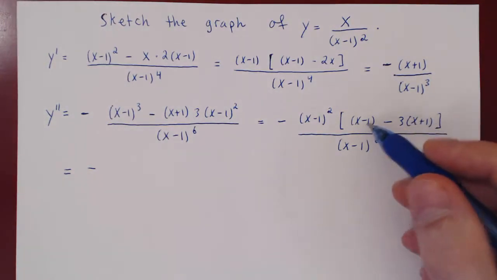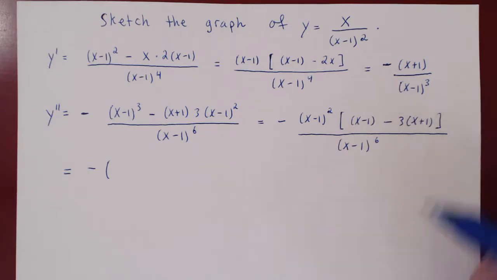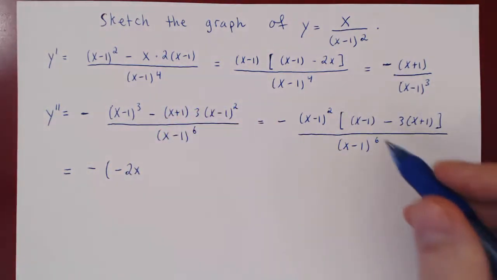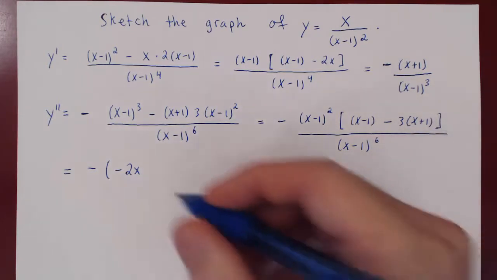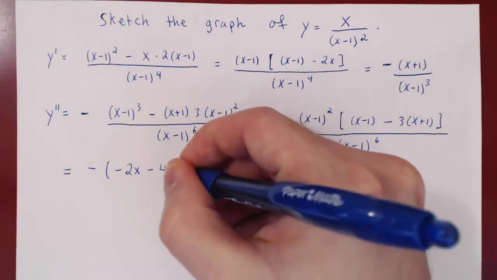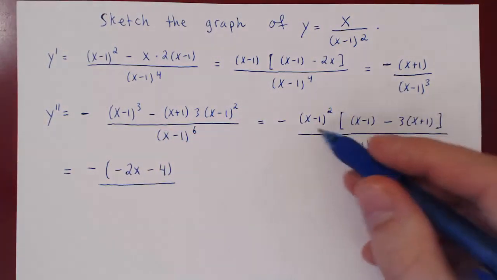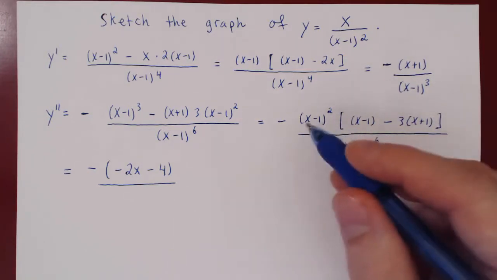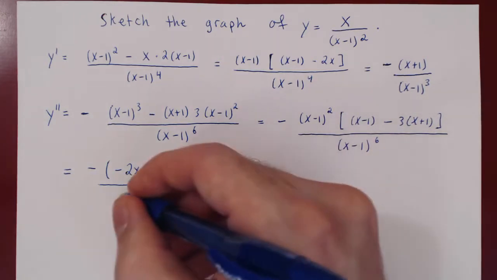Let's see what we have here. Open your parentheses. x minus 3x, so negative 2x. Negative 1, negative 3 times 1, negative 3, which gives you negative 4. Over, if you cancel an (x minus 1) squared on top and on the bottom, you're left with (x minus 1) to the power of 4 on the bottom.